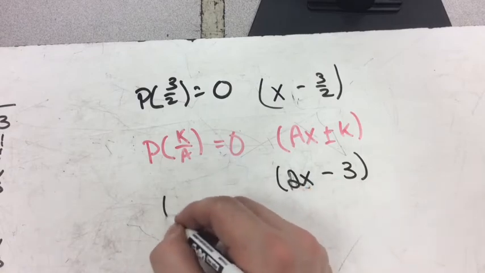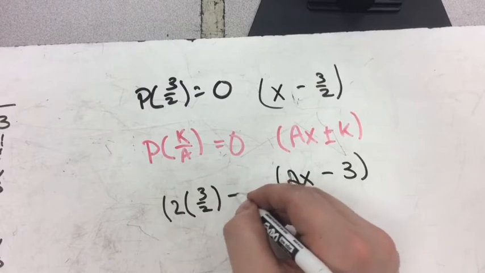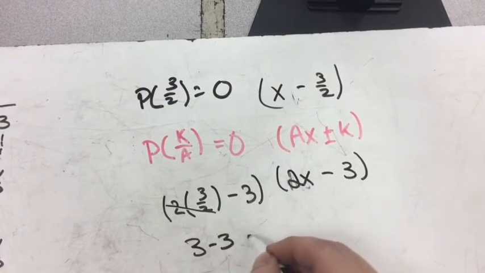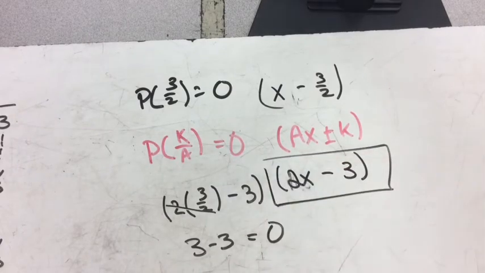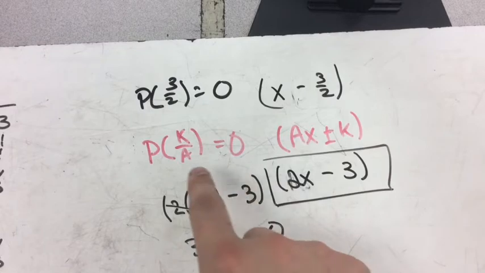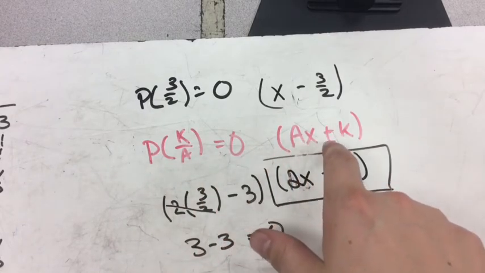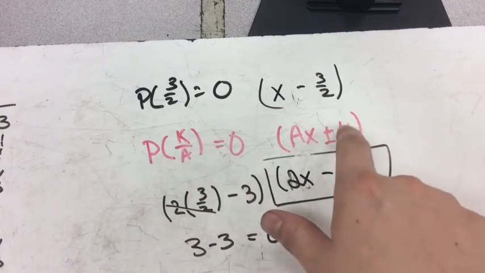So let's check it. 2 times 3/2 minus 3. These will cancel. This becomes 3 minus 3, which equals 0. So writing it like this is the right way to write our factor. Again, this is the fraction k over a, and we'll write our factor as ax plus or minus k. So the a can go in front and the k can go next.